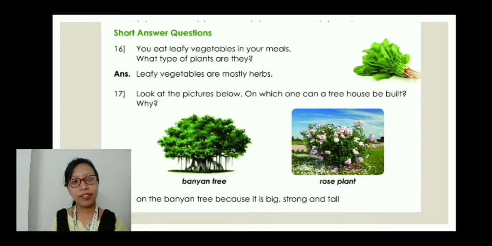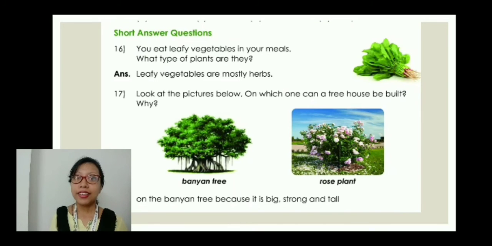If you have seen the leafy vegetables, you have noticed that these leafy vegetables have stems which are very weak. We can break it, we can cut it very easily, right? So that means they are herbs. So leafy vegetables are mostly herbs. Then we have question number 17. Look at the pictures below. 1. On which one can a tree house be built?